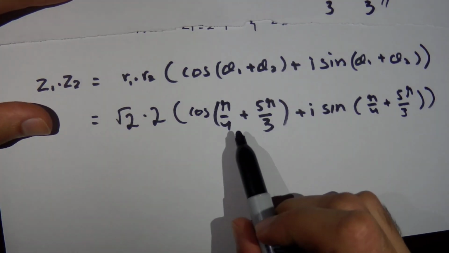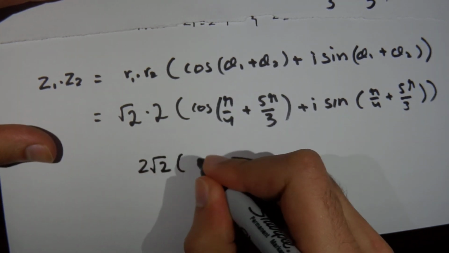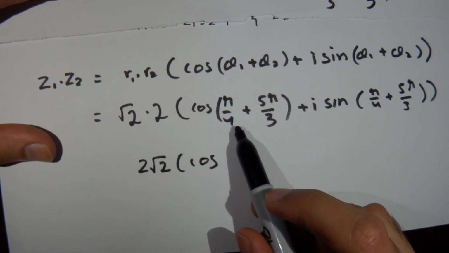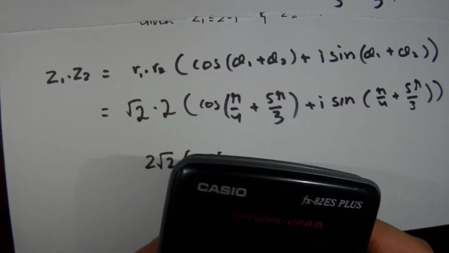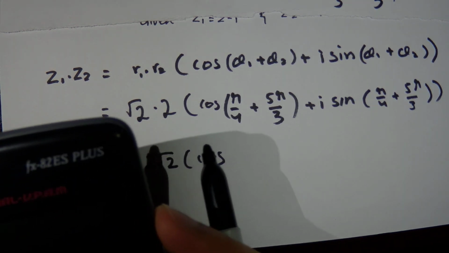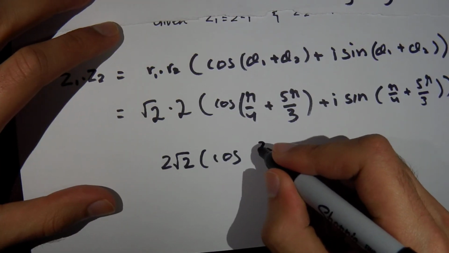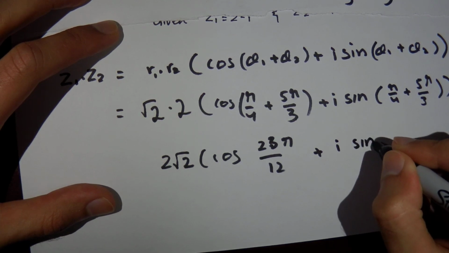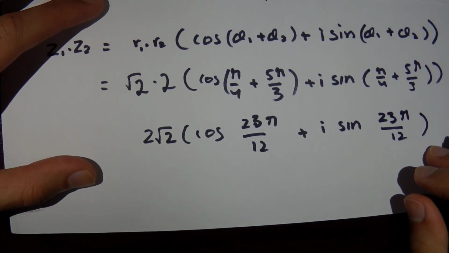And if we're to add these now, so 2 radical 2 multiplied by cosine of, I should have had this done really. You know what, I'm going to cheat and use my calculator. Of course you probably won't be allowed to do that in your class. Pi over 4 plus 5 pi over 3, 23 pi over 12. Plus i sine of 23 pi over 12. And that is the correct answer.